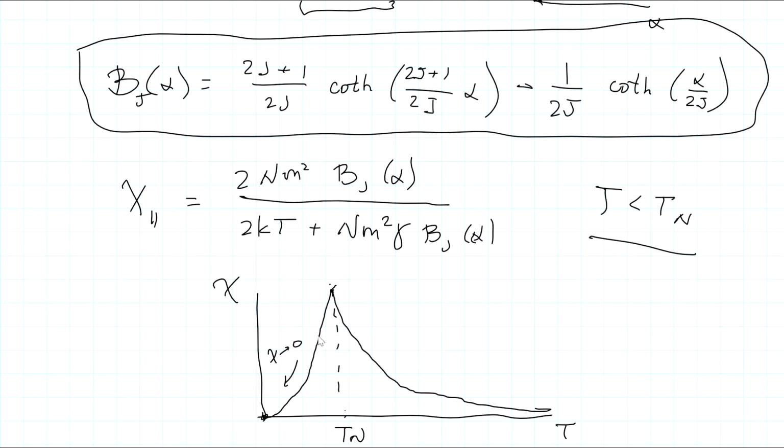Actually it's not zero because of thermal fluctuations, but there are no thermal fluctuations at zero temperature. It's supposed to get to zero, and we have an ordered state. So this is the antiferromagnetically ordered state here.